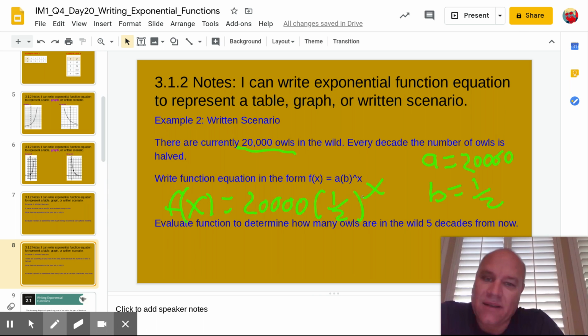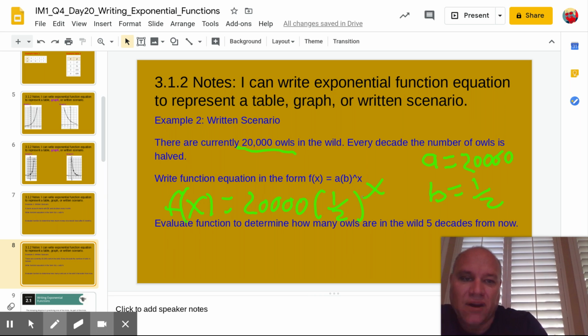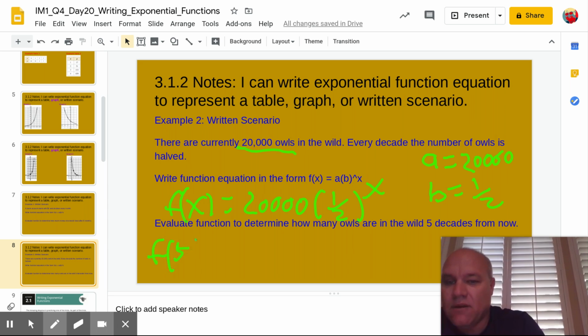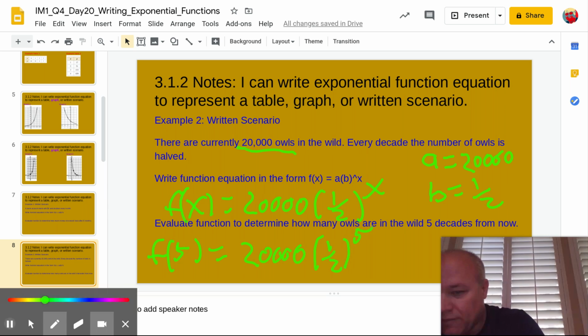All right, now it says evaluate this function, determine how many owls there will be in the wild 5 decades from now. So that's 50 years from now, 5 decades, but we're going to use 5 to represent x because this was all based on number of decades. So 5 is our x value, so we're going to say f of 5 equals 20,000 multiplied by 1/2 to the 5th power.